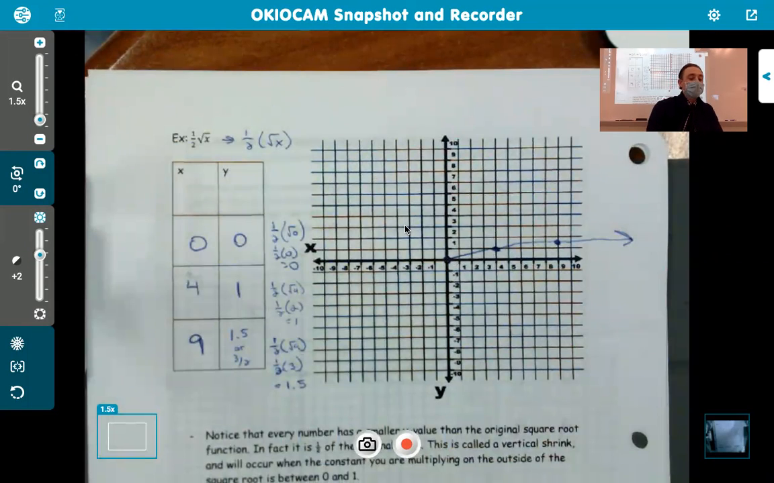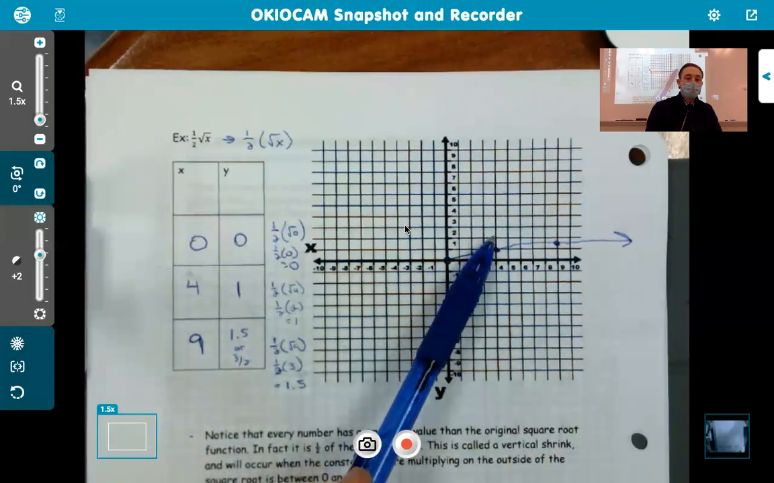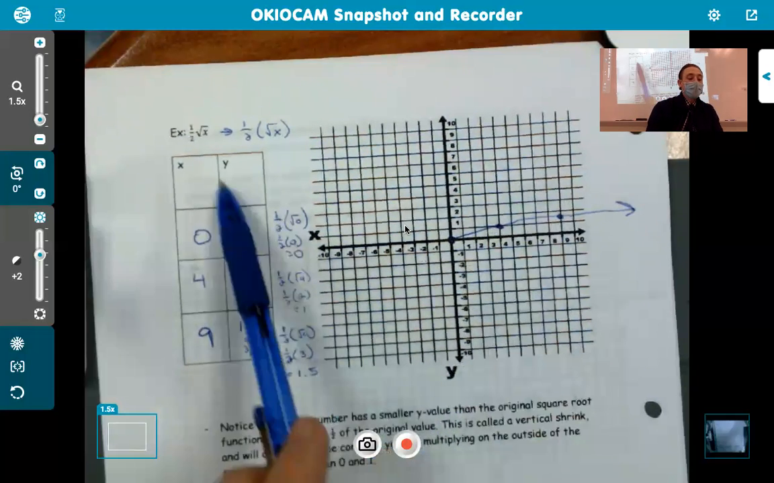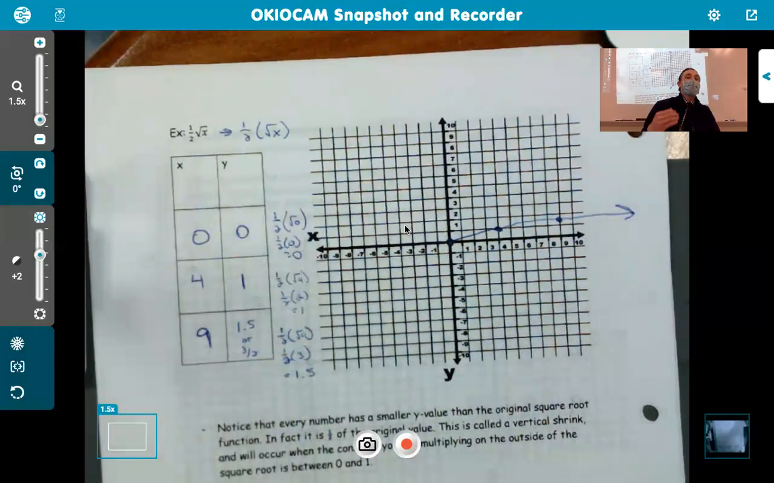What happened to my graph from its original form? Shrunk vertically, right? If I plug in 4 into the square root function, I should get 2. Well, now I'm at 1. If I plug in 9, I should be at 3. Now I'm at 1.5. It's 1/2 of all of the y values from the original function. So it shrunk vertically, or compressed vertically. You'll hear each of those words used interchangeably. And that's always going to be the case when the number on the outside is between 0 and 1.